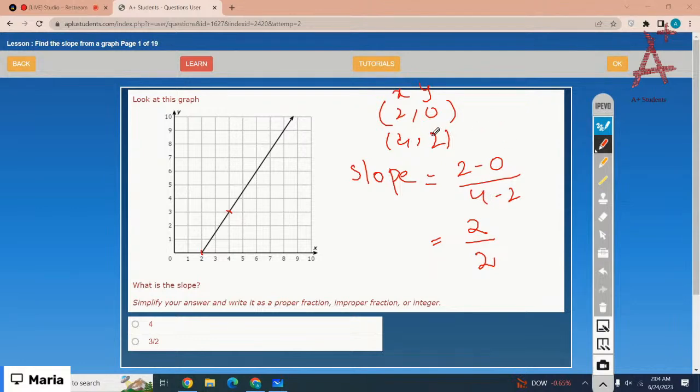Sorry, you can see x is 4 and y is 3. So it would be 3 minus 0 and 4 take away 2. So 3 minus 0 is 3 and 4 take away 2 is 2. So the slope of the graph is 3 over 2. Got it? So the correct option is 3 over 2.